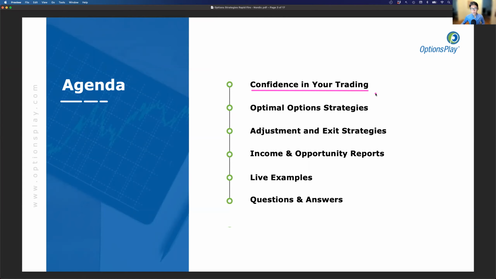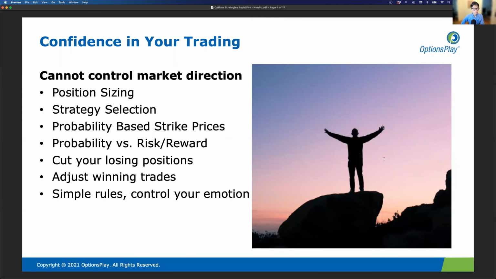And so today what we want to do is we want to show you the data behind helping you find these, finding confidence. Then we'll talk a little bit about the optimal option strategies. We'll talk a little bit about adjustment and exit strategies and income and opportunity reports that are available to you for all of these. So when we talk about gaining confidence in your trading, it's all about making sure that understanding that you can't control market direction, but what you can control are things like position sizing and your strategy selection.